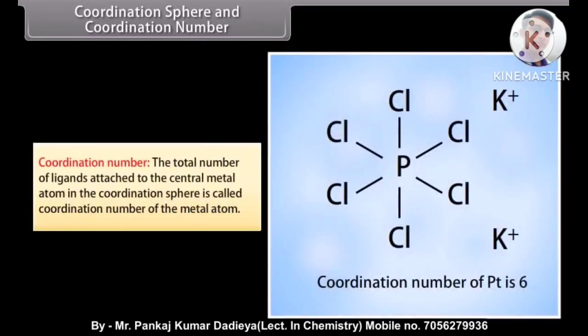Coordination number. The total number of ligands attached to the central metal atom in the coordination sphere is called coordination number of the metal atom.